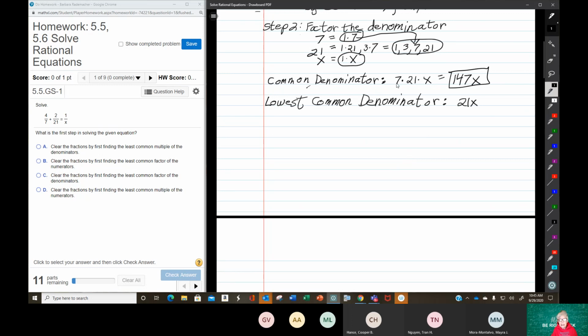A common denominator is just multiplying all the denominators together. It's not wrong, and you can get the right answer, but it gets harder. The lowest common denominator is the safest common denominator, and all that is 21x, and look at how much smaller it is than 147x.